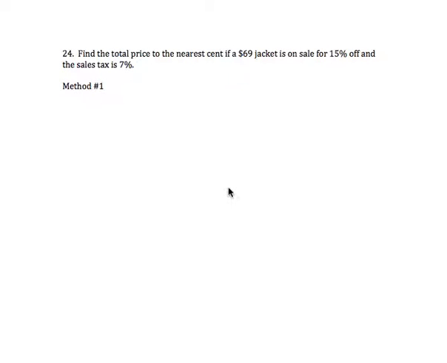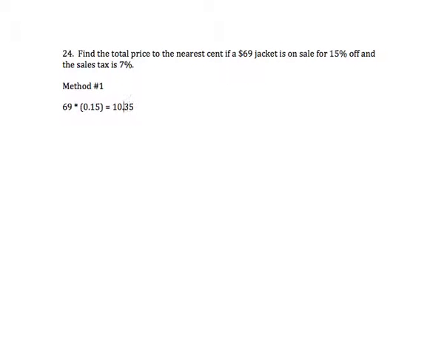This problem asks us to find the total price to the nearest cent if a $69 jacket is on sale for 15% off, and we need to pay a sales tax of 7%. So following the method 1 procedure, we would take the cost of the coat, $69, and multiply that by 15% as a decimal. So that's 0.15. When we multiply that out, we should get a value of 10.35.